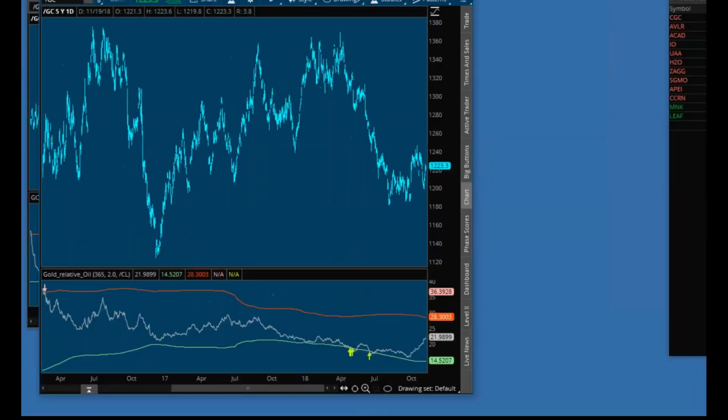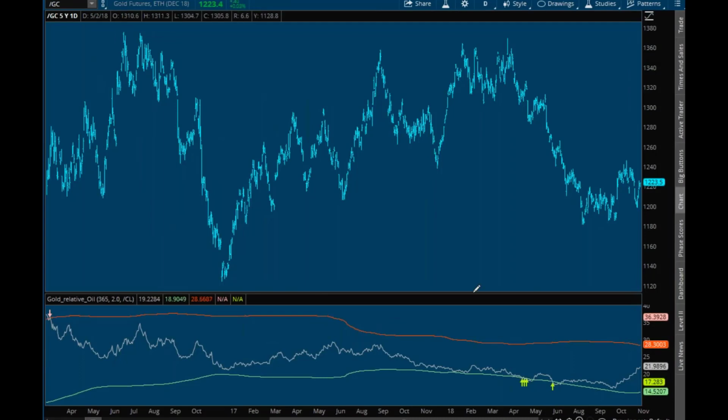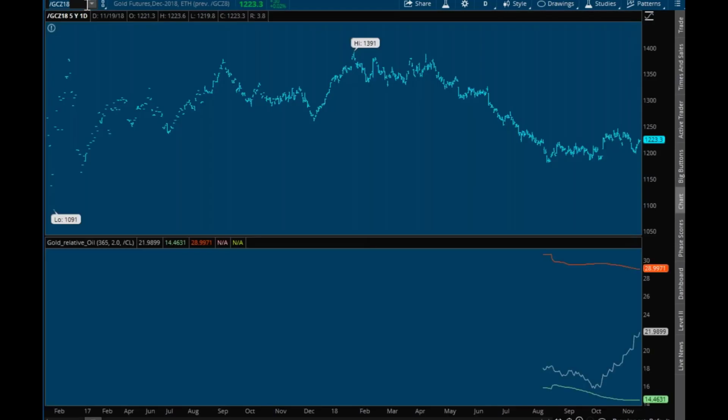Two charts. I'm using ThinkorSwim here, guys. What I have here is gold futures, /GC. Do you guys realize that if you do GCZ8, you'll be looking at the December contract? GCZ18, sorry. You'll be looking at the December contract.